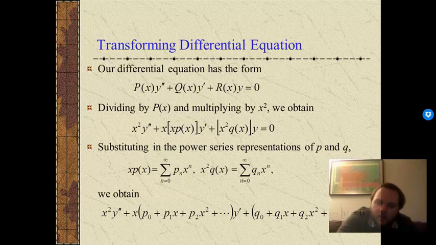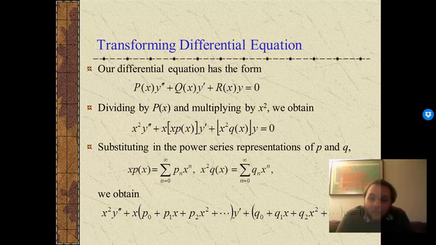So, when we divide out by big P of x, we get y double prime plus little p y prime plus little q y. If we multiply it by x squared and group carefully, we'll notice that we'll get an Euler type equation: x squared y double prime plus alpha x y prime plus beta y is equal to 0.